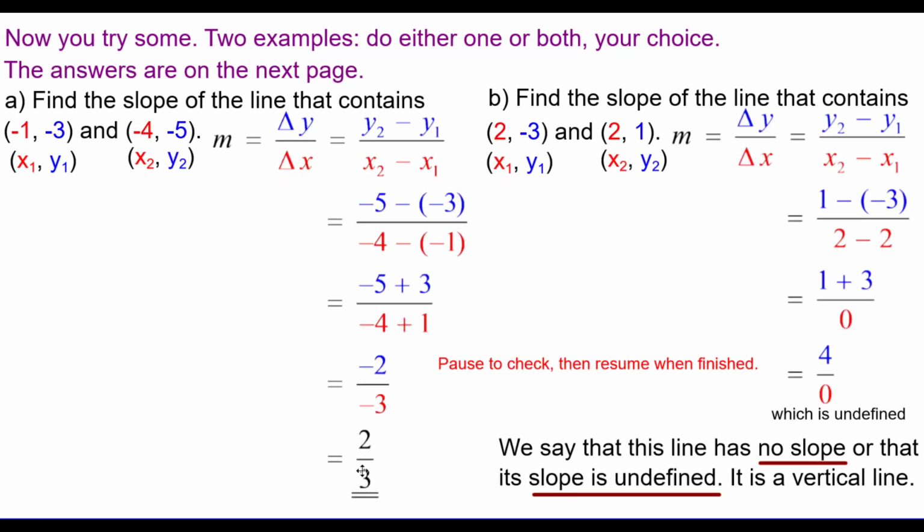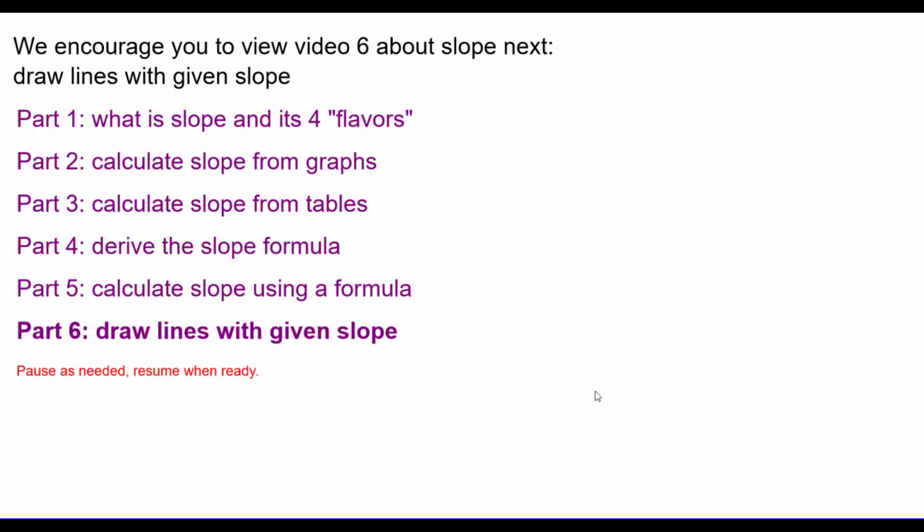So for A, the slope is positive 2/3. For B, the slope is undefined or no slope. You may need to pause this to check your answers and resume when you're finished. We encourage you to view video 6 about slope next, which is drawing lines with given slope.